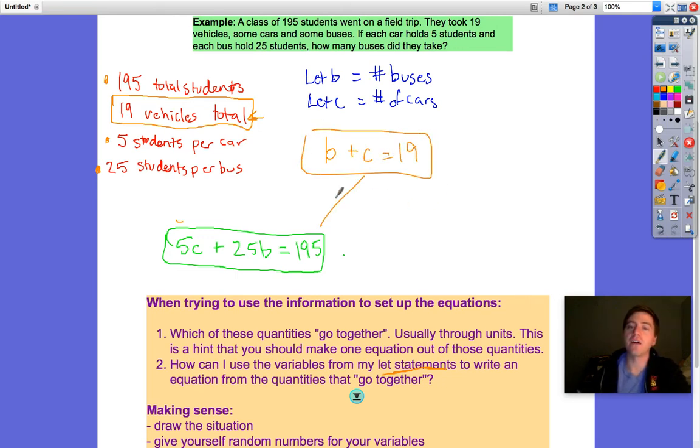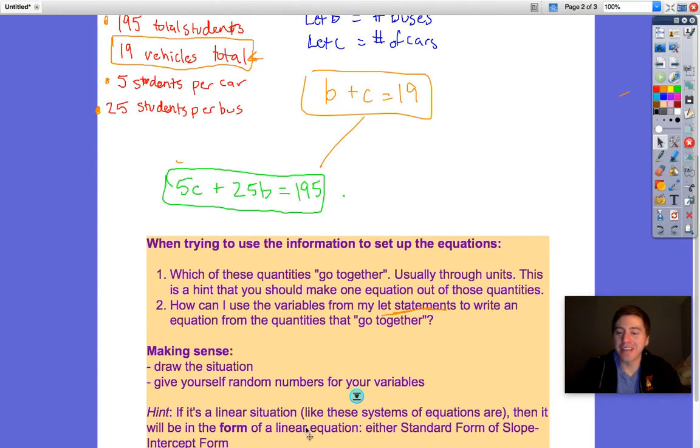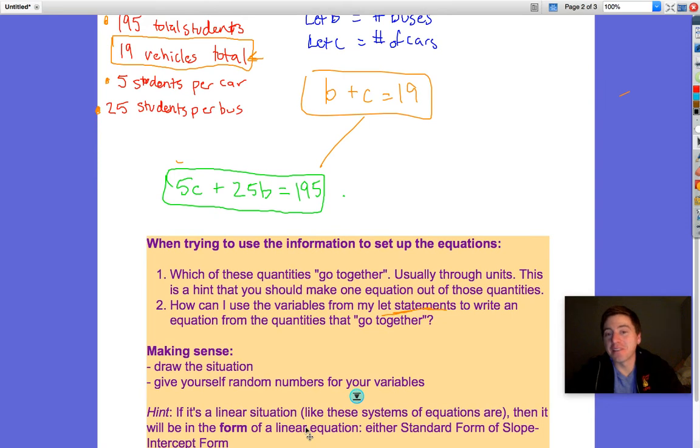I'm not going to solve them now. This is focused on how do I set them up. But now I have 2 equations. I have a system. You can solve that. And you may also notice that, as my hint was saying, we're doing systems of linear equations.